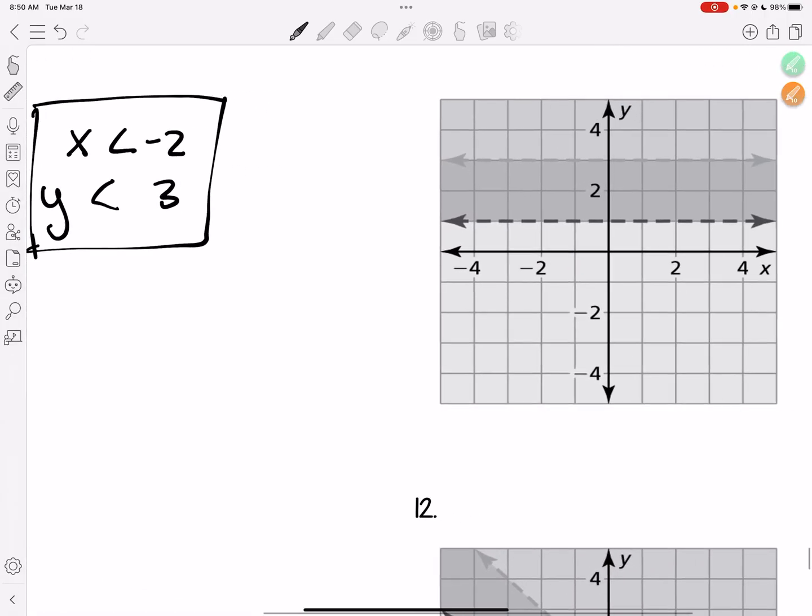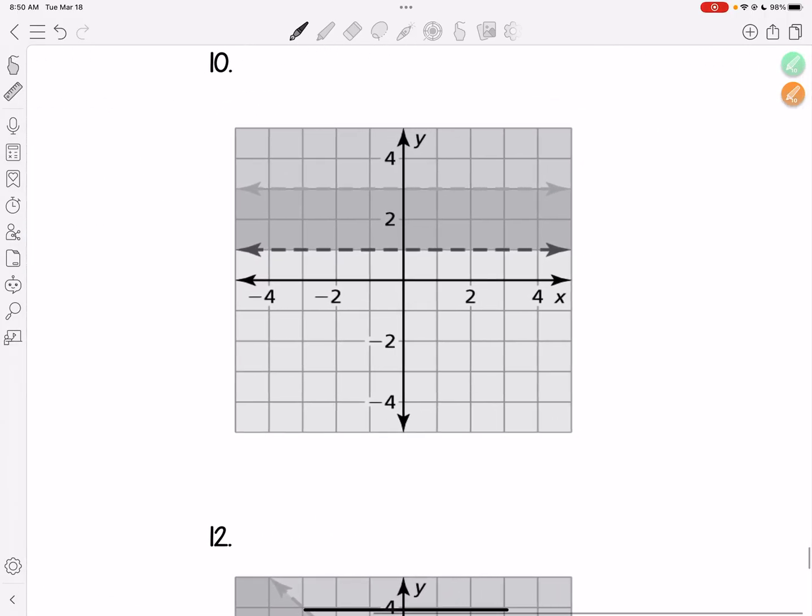Okay, so doing the same thing with number 10, we can see that we've got this dashed line right here, and it's everything above it in this direction. So I'm going to do y, and it's greater than 1. And now I'm going to do the same thing with this horizontal line, and it's everything below. So I would say y is less than 3. And that's your system of inequalities, and you're done.